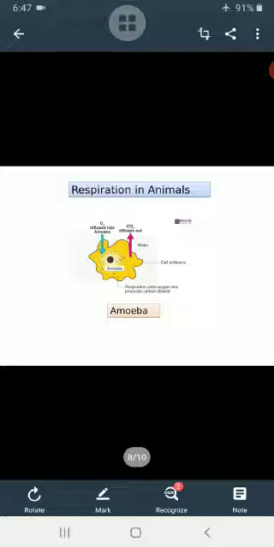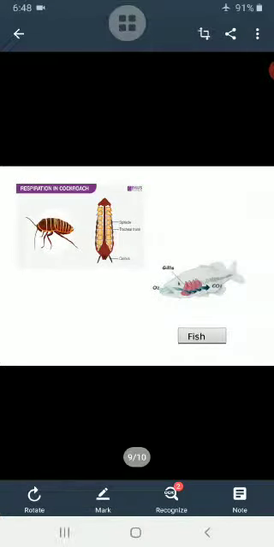In unicellular organisms such as amoeba and paramecium, exchange of gases takes place by diffusion through the cell membrane. In hydra and earthworm, exchange of gases takes place by diffusion through the moist outer surface. Insects such as cockroach and grasshoppers have openings known as spiracles on their bodies. Air enters through these openings and reaches all parts of the body through respiratory tubes called trachea.